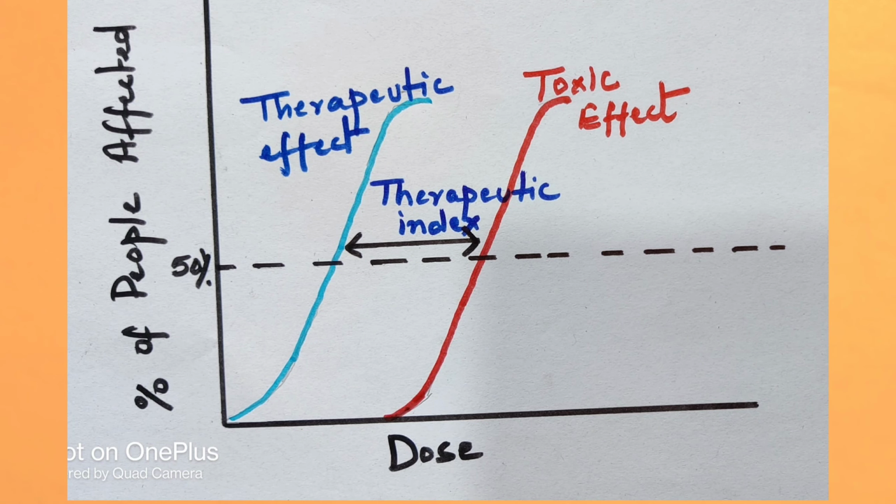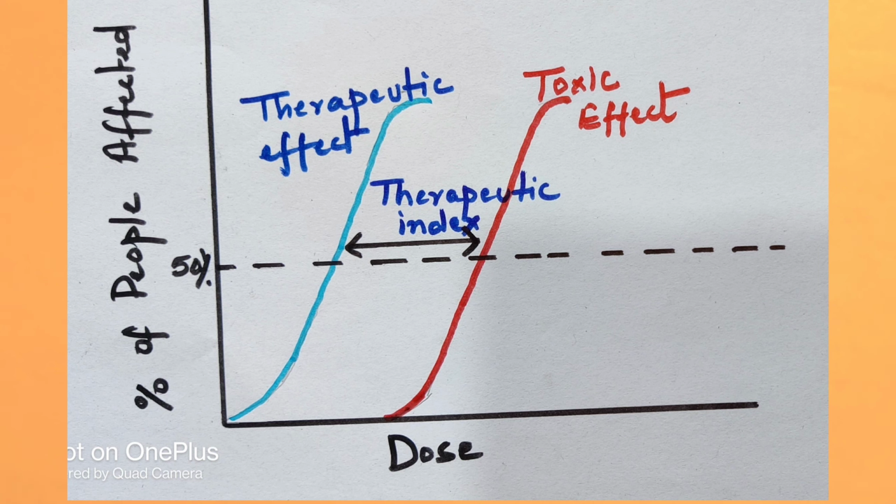So what is therapeutic index and what is its significance? The graph shown here reflects the therapeutic index. The x-axis represents the dose and the y-axis shows the percentage of people affected. The blue curve represents the therapeutic effect, that is, the dose of the drug that is therapeutically effective in 50% of the population. This is known as effective dose for 50% of the population, which is ED50.